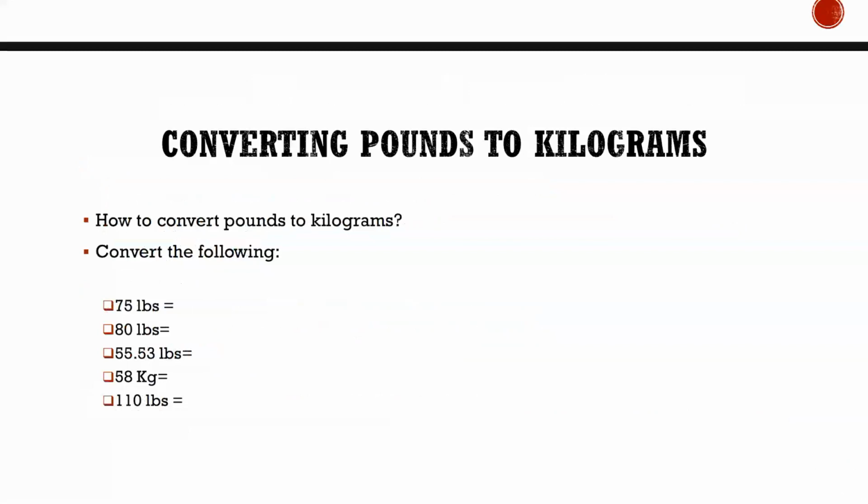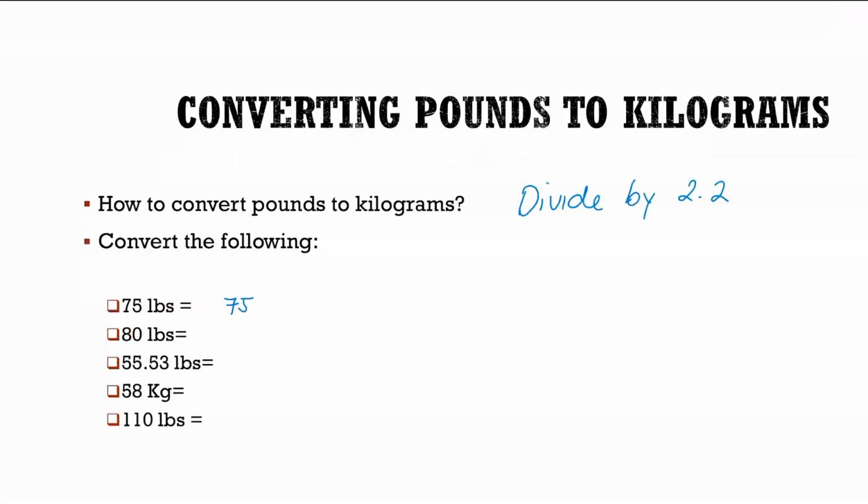Converting pounds to kilograms. How do we convert pounds to kilograms? We do that by dividing by 2.2. Alright, so let's practice. Let's convert the following. 75 pounds divided by 2.2 equals 34.09 kilograms. How about 80 pounds? 80 pounds divided by 2.2 is equal to 36.36 kilograms.